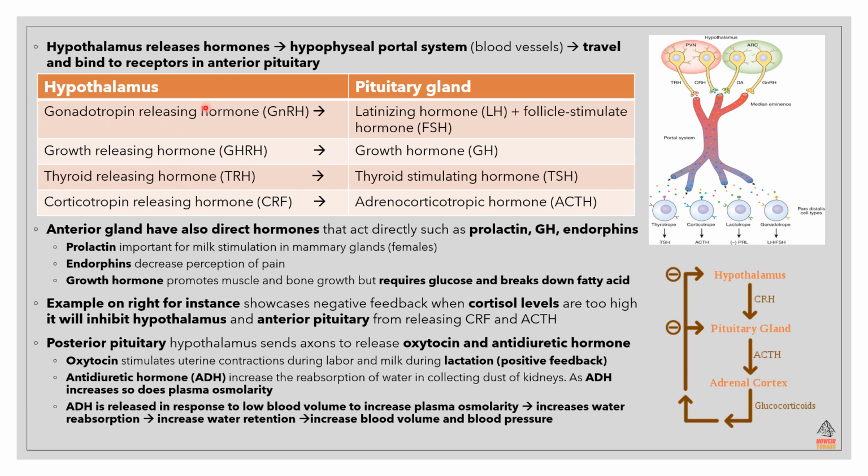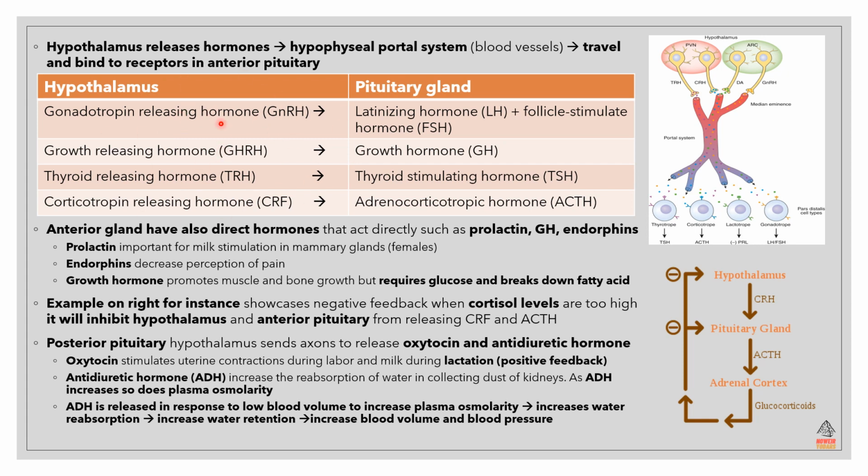And then you've got growth hormone releasing hormone, GHRH. I want you to also notice something when we're going through this, because we're going to be speaking about it later. It becomes growth hormone in the pituitary gland. And thyroid releasing hormone turns into thyroid stimulating hormone when it reaches the pituitary gland. And you've got corticotropin releasing hormone, which turns into adrenocorticotropic hormone.